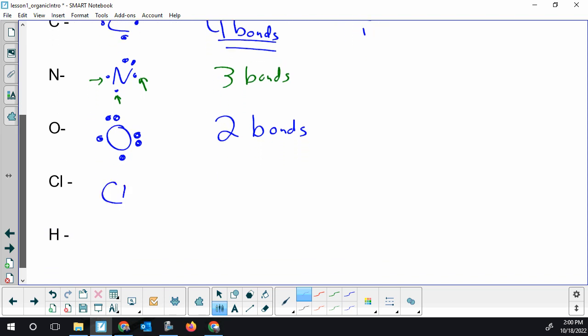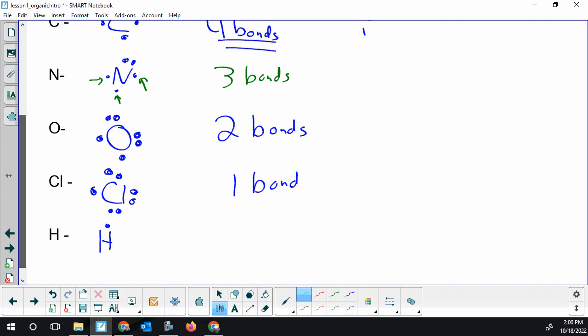The trend continues, 4, 3, 2, 1 bond for chlorine. It's in group 7A, so 7 valence, 1, 2, 3, 4, 5, 6, 7. It's only got that 1 single, so we're going to put 1 bond. We're not going to write any of those dots. That was Chem 20. We're going to jump right to the dashes, 1 dash, 1 bond. Hydrogen in group 1, like chlorine, has 1 single.